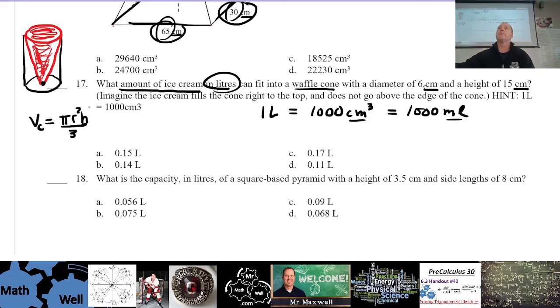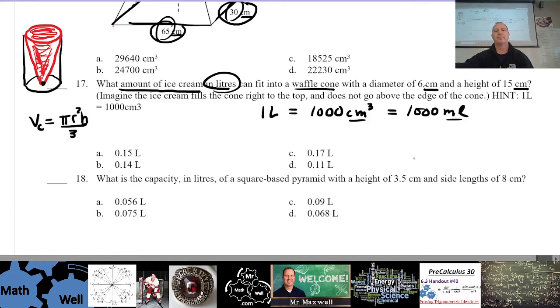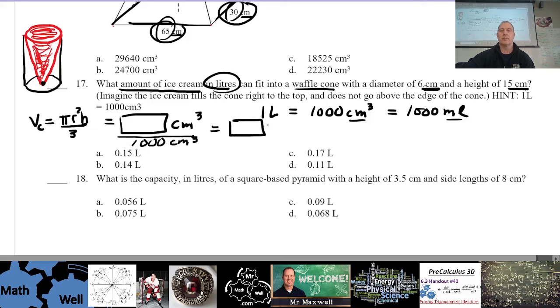How is this finishing for tomorrow? Okay. Now that will give you a volume in centimeters cubed, won't it? Because these are in centimeters. So then what you're going to have to do is take this volume and divide it by 1,000 centimeters cubed to get liters.